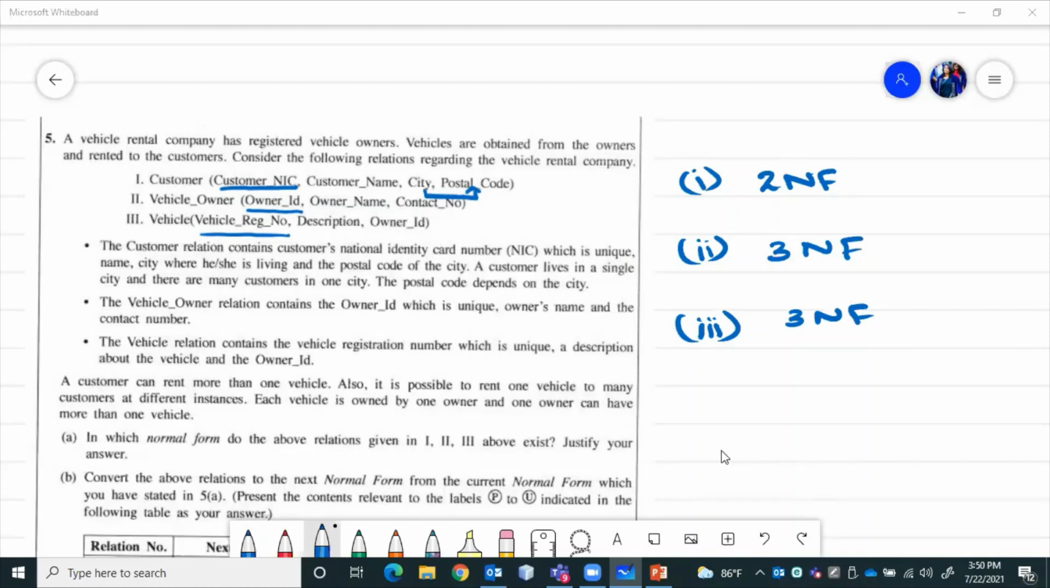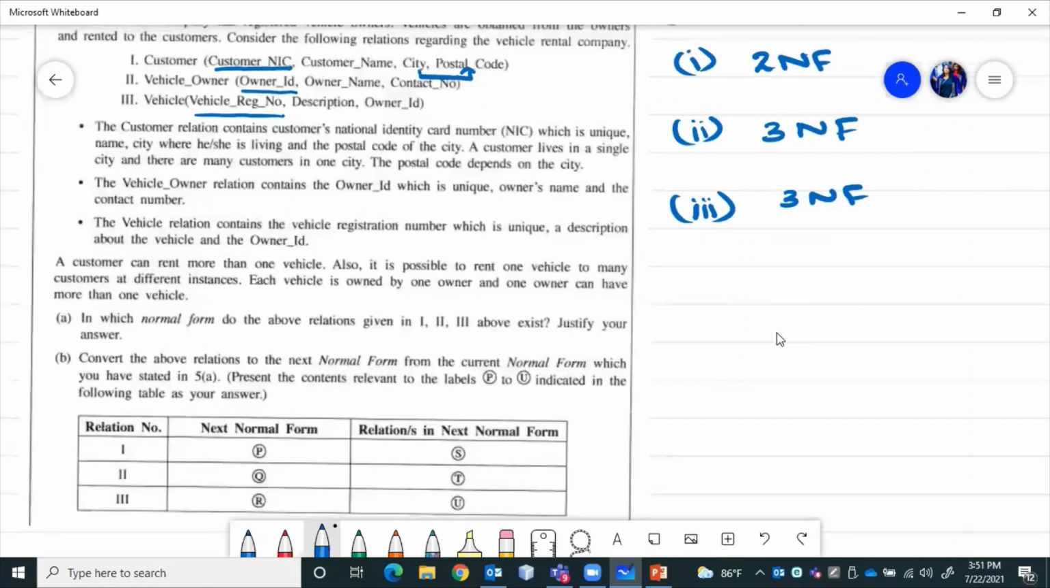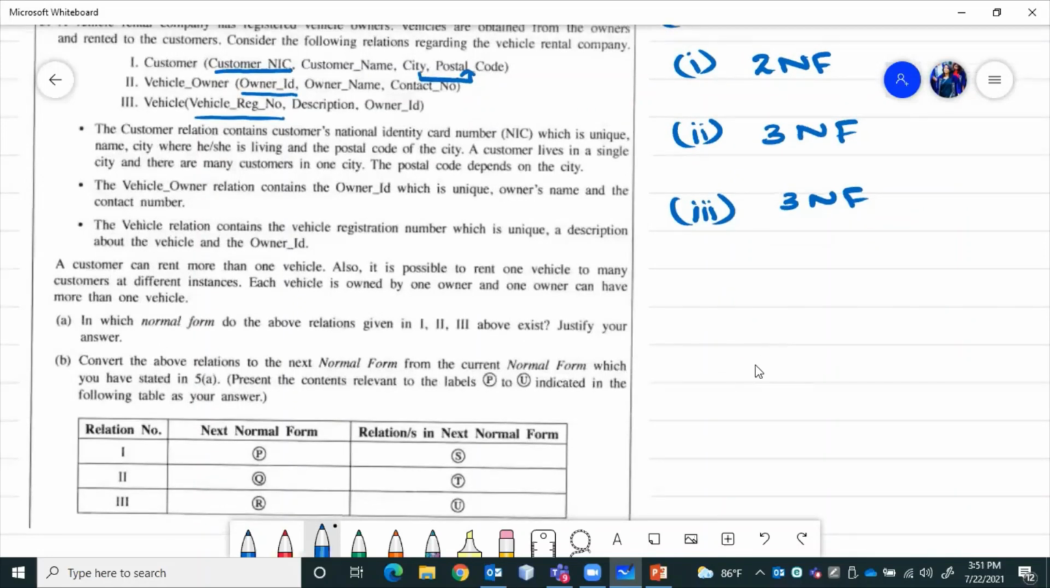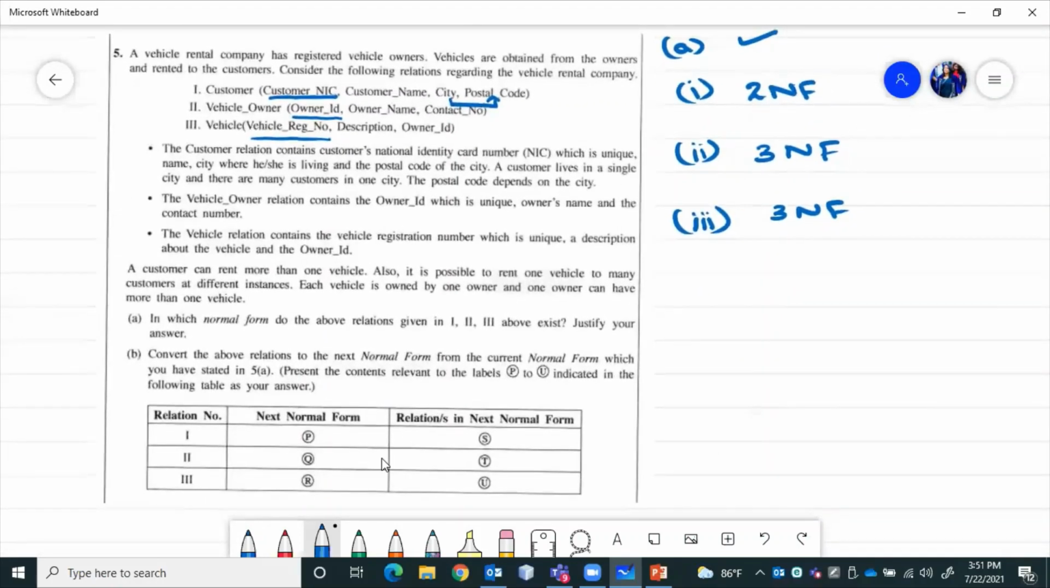Now, we have done with question A. And then question B: convert the above relations to the next normal form from the current normal form which you have stated. Present the contents relevant to the labels P to U, indicated in the following table. So here we are supposed to do the normalization, tell what the next normal form is, and write the relations which are available in the next normal form.